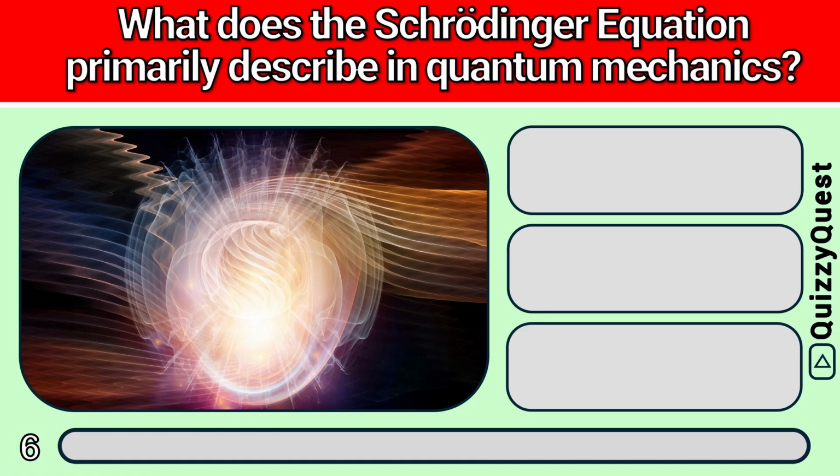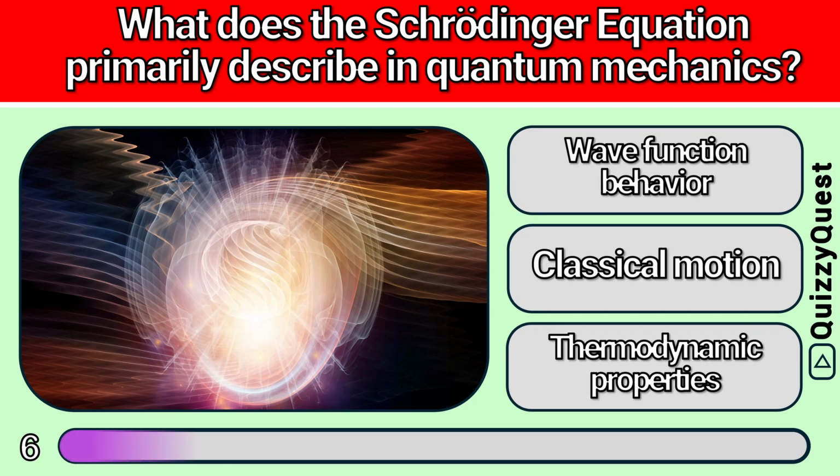What does the Schrödinger equation primarily describe in quantum mechanics? Is it A, wave function behavior, B, classical motion, or C, thermodynamic properties? It is A, wave function behavior.